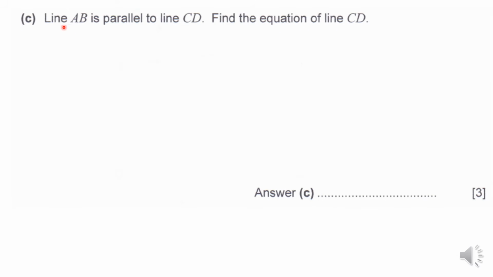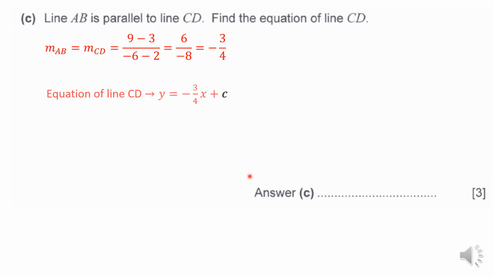Question 18, they are saying line AB, which we now know, is parallel to line CD. From our previous slide, we know that for parallel lines, their gradients are equal. If we calculate the gradient of line AB, we know that the gradient will be negative 3 over 4. So 9 minus 3 over negative 6 minus 2, that is for me to find the gradient of line AB. And whatever the gradient of line AB is, it's going to be the gradient of line CD also. So my equation now for line CD will be y equals negative 3 over 4x plus c.